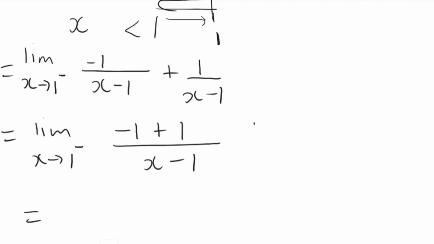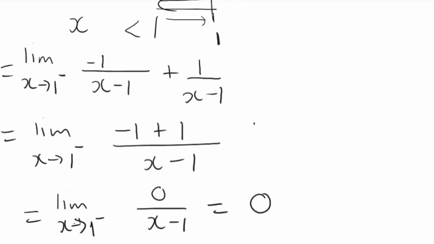This is just the limit as x goes to 1 from the left of 0 over x minus 1. And 0 over x minus 1 is just 0. The limit of 0 as x goes to 1 from the left is just 0. So the answer for this problem is just 0. The limit is just 0 when you approach from that side.